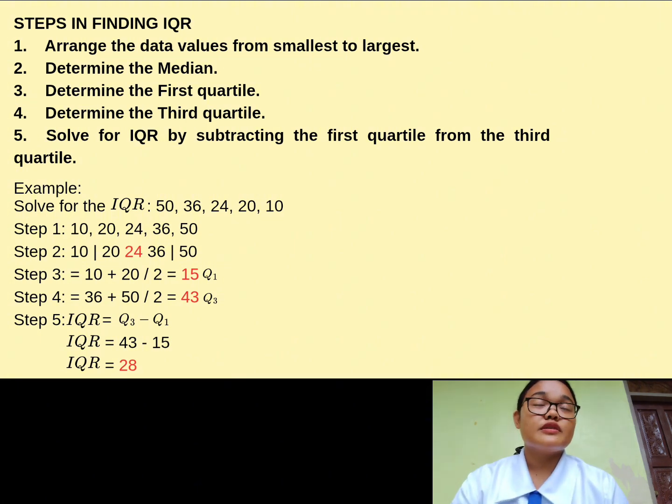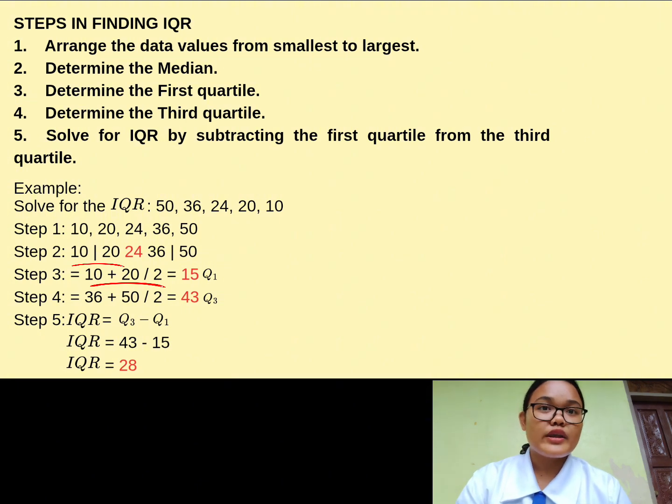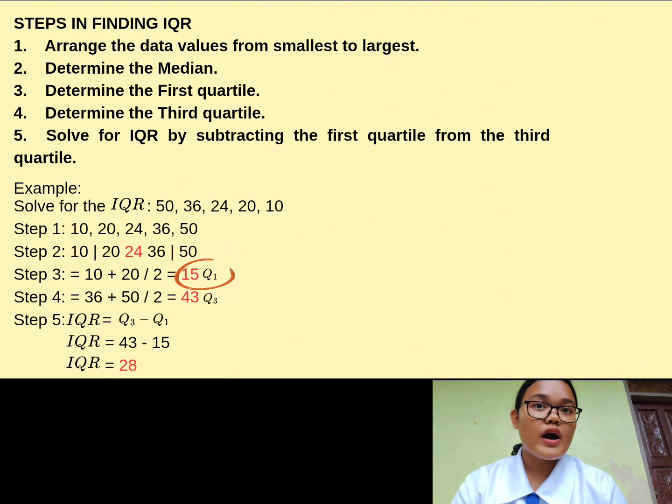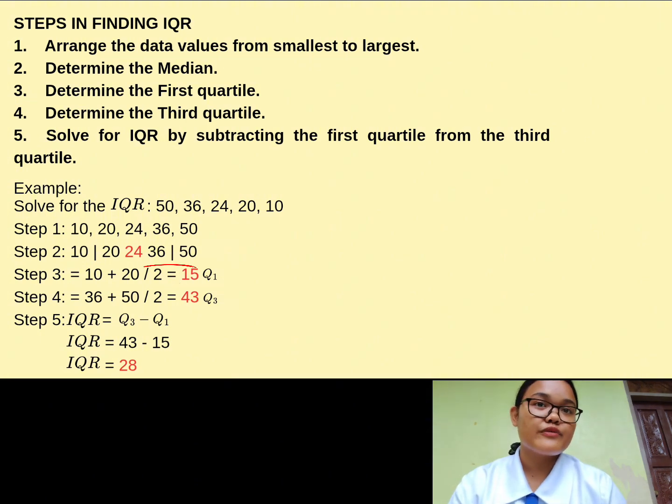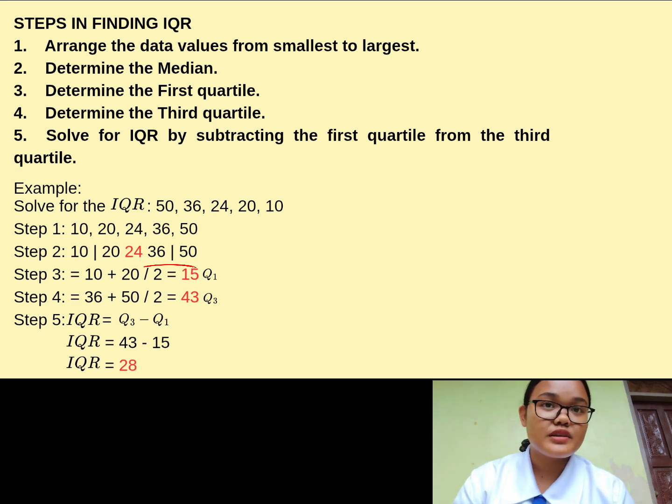Next is to determine the first quartile. To determine the first quartile, all we have to do is to sum up 10 plus 20 and then divide it by 2. So 10 plus 20 divided by 2 is equal to 15. So our Q sub 1 is 15. And then the next step is to determine the third quartile. The third quartile uses 36 and 50. So 36 plus 50 divided by 2 is equal to 43. So our Q sub 3 is 43.